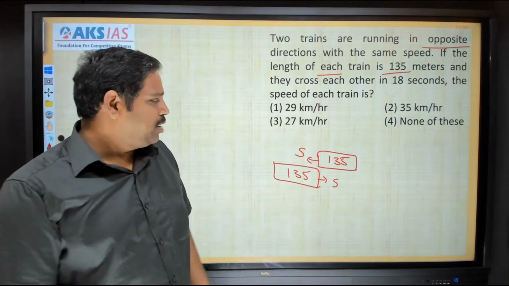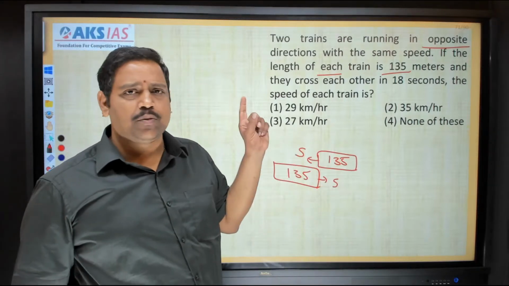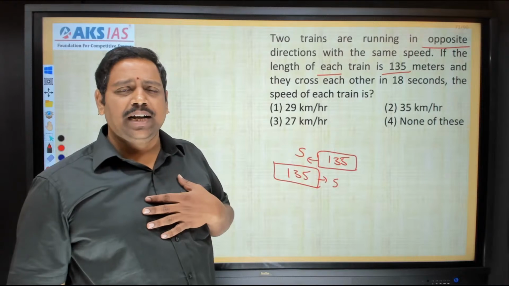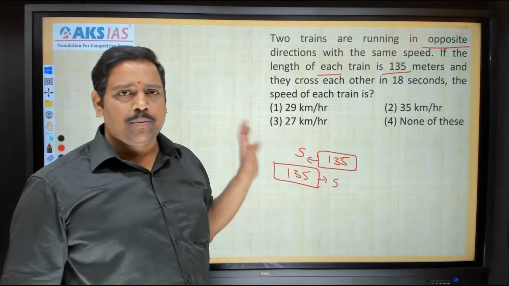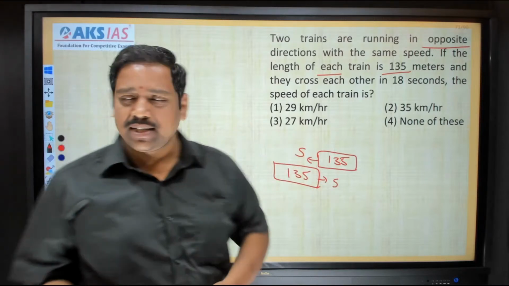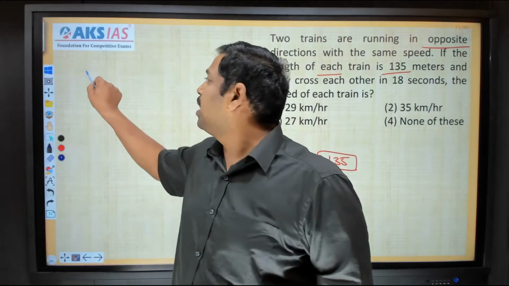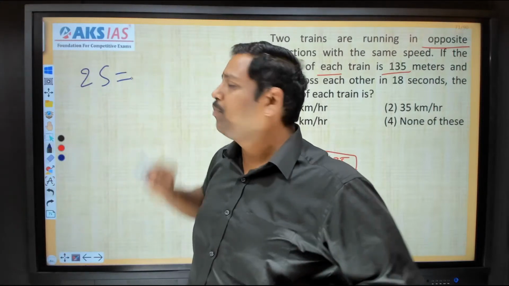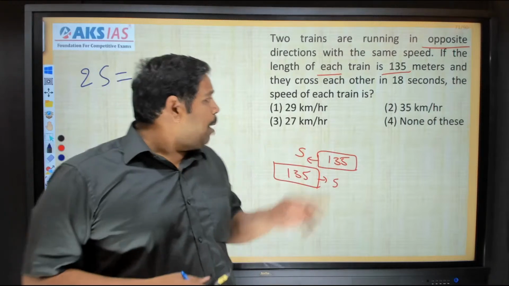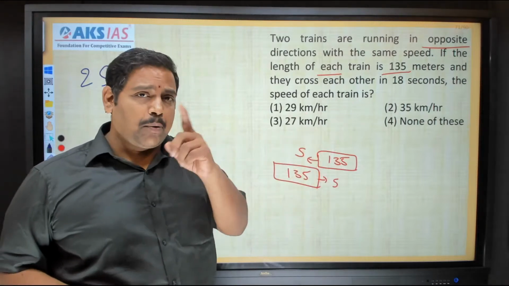So two objects are in motion, which means I should use the relative speed. When I am using the relative speed, opposite direction means both should be added. Both should be added means S plus S, 2S. So the relative speed I am writing here is 2S. Now options are in terms of kilometers per hour. Keep that point in your brain.